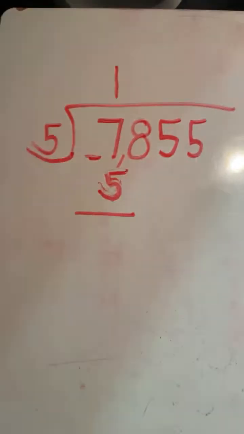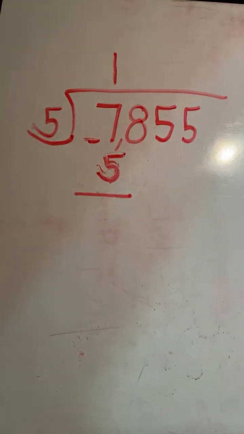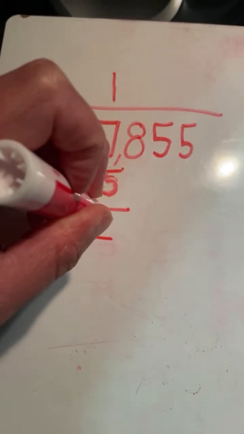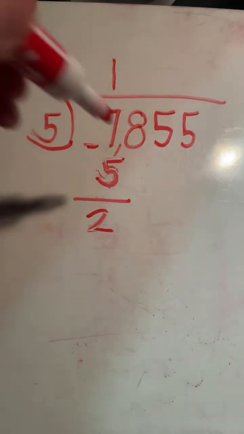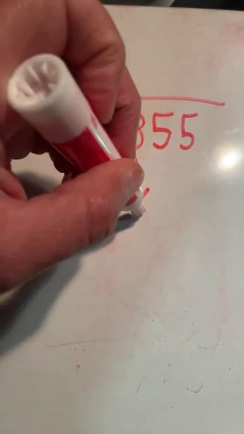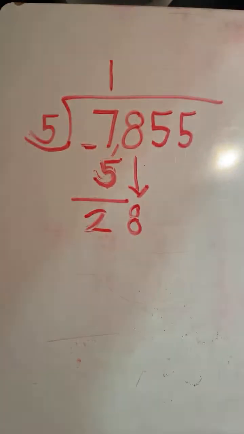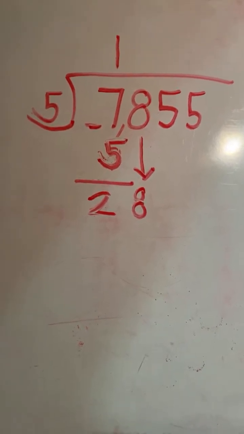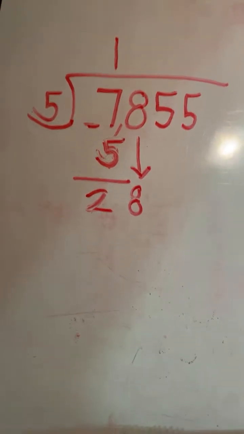So 7 minus 5 equals 2. So we have a remainder of 2. Next, we are going to bring down the 8. And that number becomes 28. So now we have to do 28 divided by 5. Figure out how many groups of 5 go into 28.